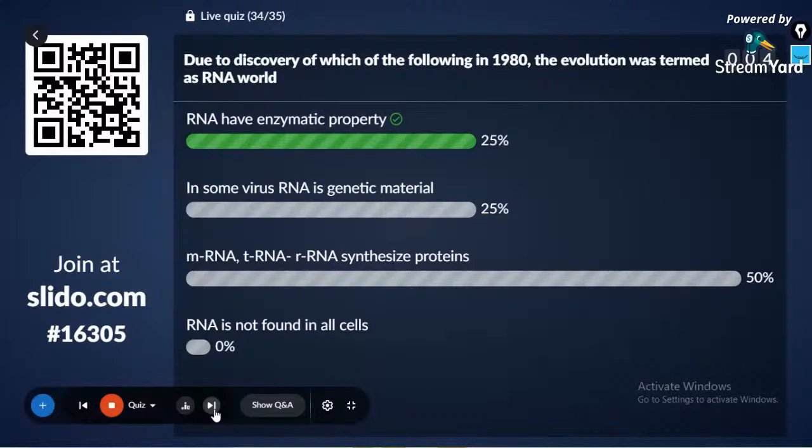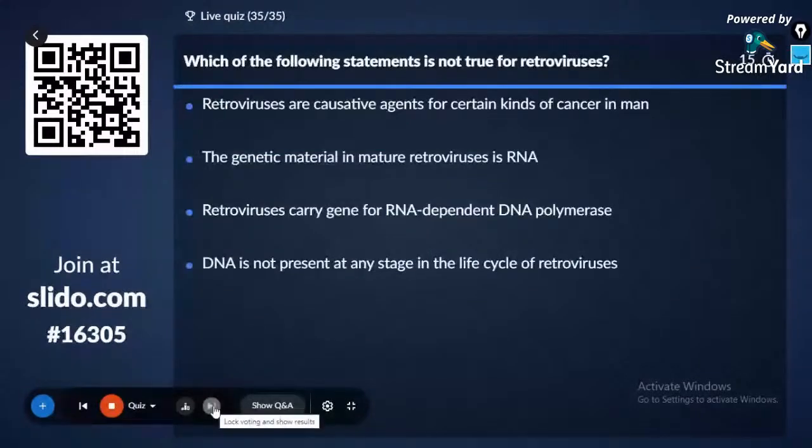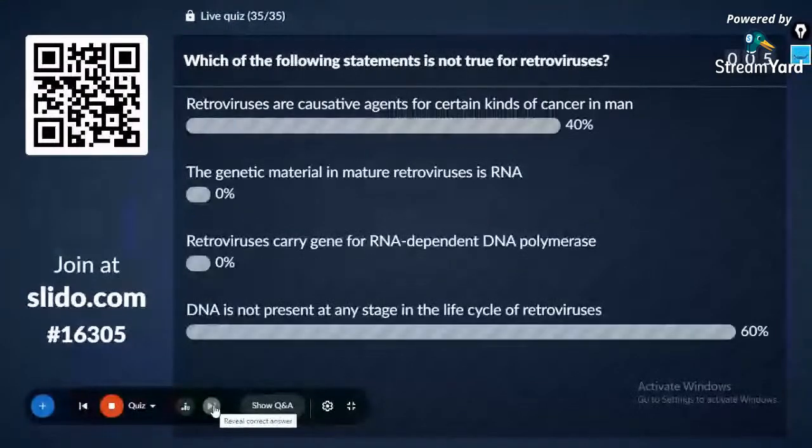I have already included this question in the previous quiz slides also. Which of the following statements is not true for retroviruses? Retroviruses are the causative agent for certain kinds of cancer in man. The genetic material in mature retroviruses is RNA. Retroviruses carry the gene for RNA dependent DNA polymerase. DNA is not present at any stage in the life cycle of retroviruses.